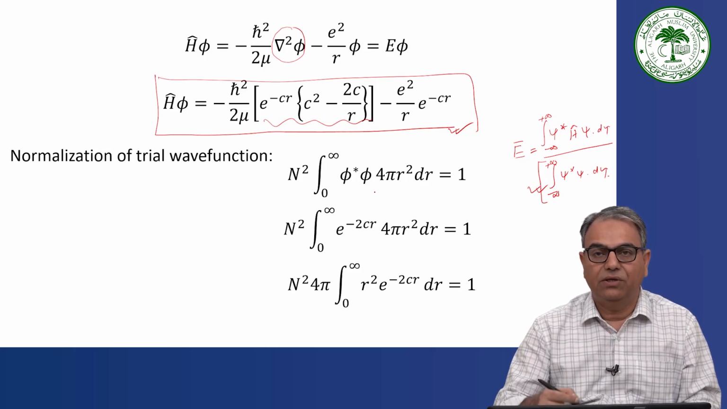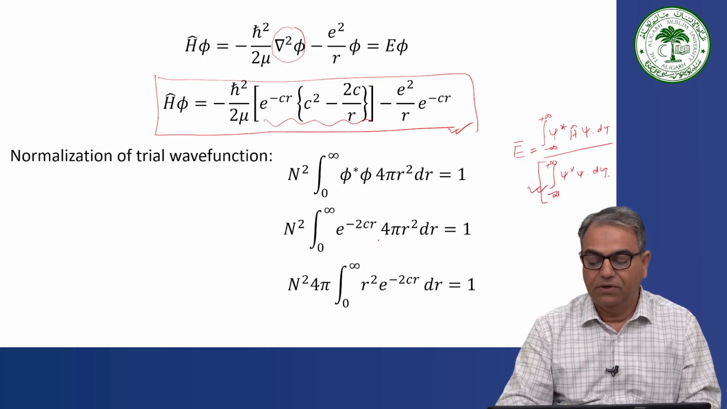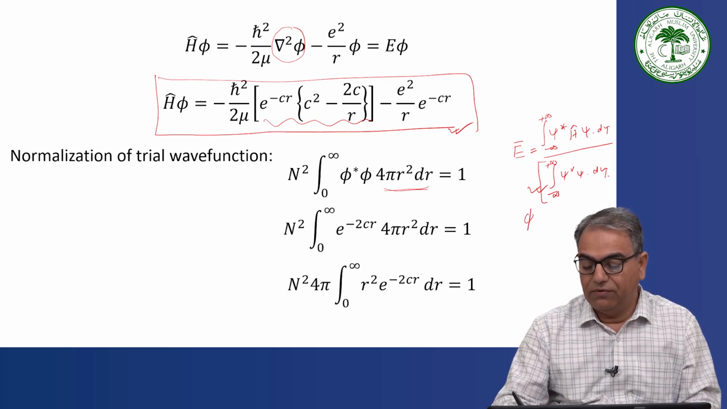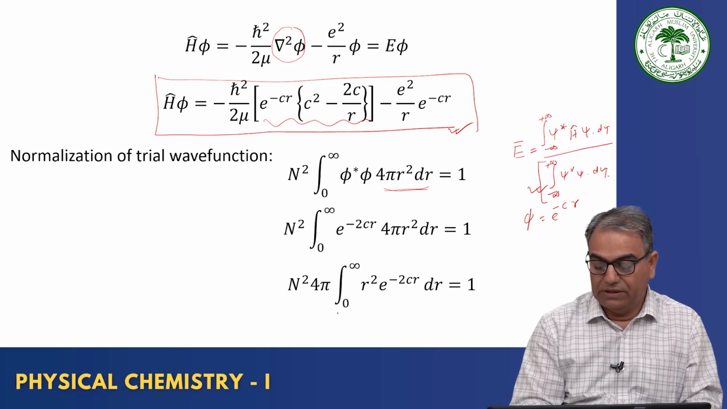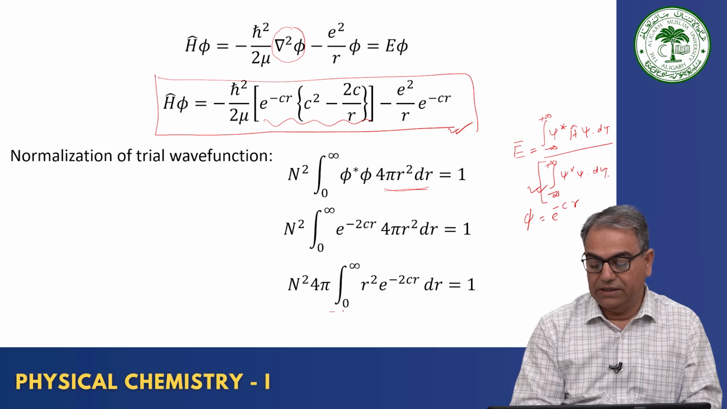Why 4 pi r square? Because if you go for the hydrogen atom radial distribution function, there we did it. So the volume element is this one, 4 pi r square dr, and if you normalize this one, remember your trial function was exponential minus cr, so it will be exponential minus 2cr 4 pi r square dr, and 4 pi will come outside. The integral will be from 0 to infinity r square exponential minus 2cr dr.